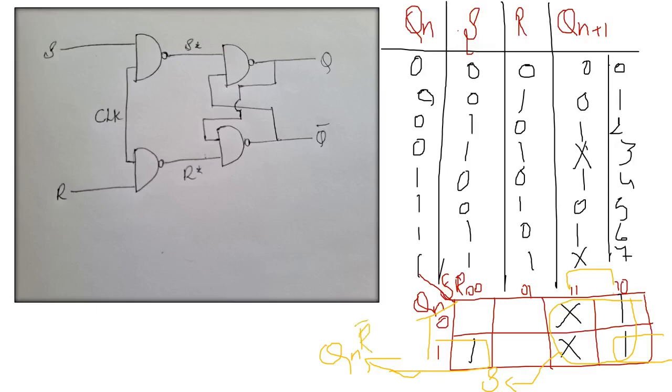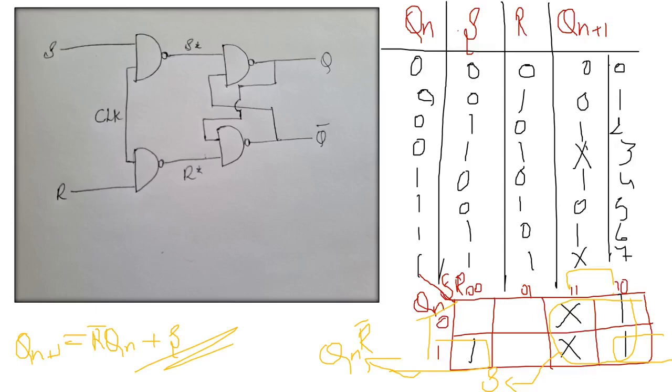Okay, so the equation for the SR flip-flop will be Qn plus 1 is equal to Qn R bar plus S. So this is the equation for the SR flip-flop. This is all about how to write the truth table and characteristic table of the SR flip-flop. The same procedure is carried out for D and JK flip-flops.